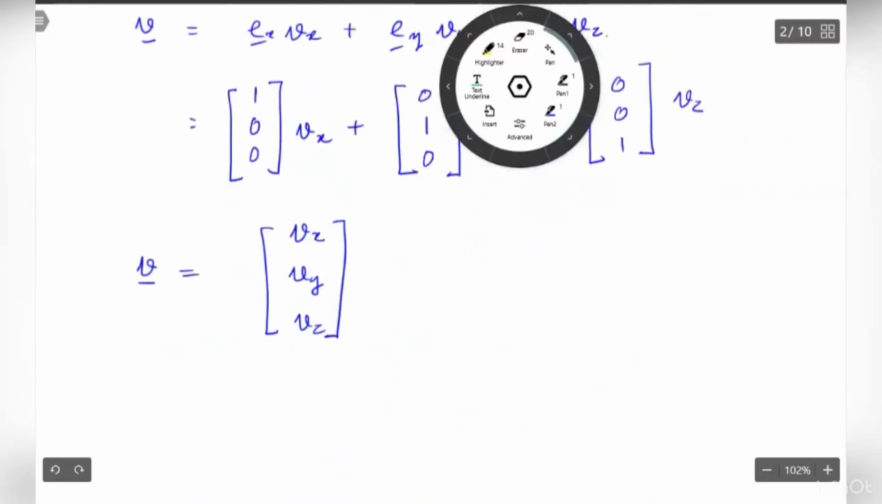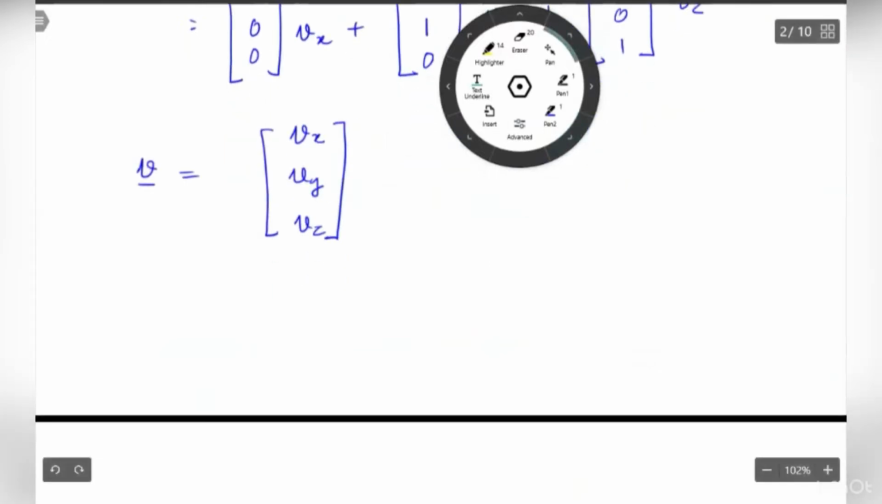So one of the beautiful ways to write a vector is v equals the summation of i equals 1 to 3 of ei vi.